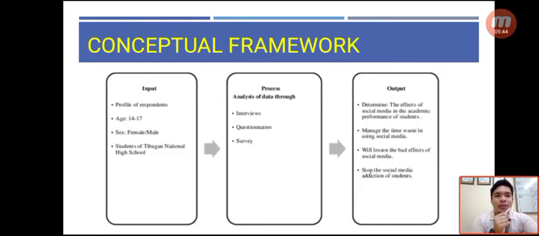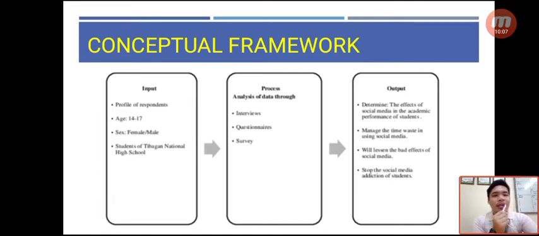So, pagdating po ng conceptual framework, meron po tayong tinatawag na tatlong process. So, first is yung the input. So, profile of the respondent, age 14 to 17. Yung input po ay kung sino po ang related na magsasagot. Yun din po ang nakalagay dapat sa inyong statement of the problem.